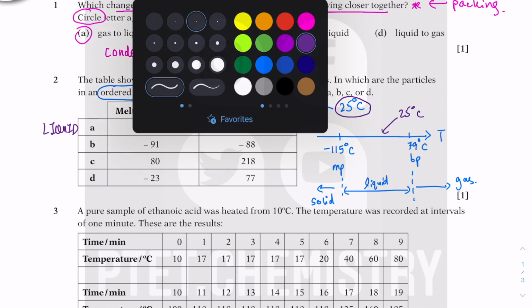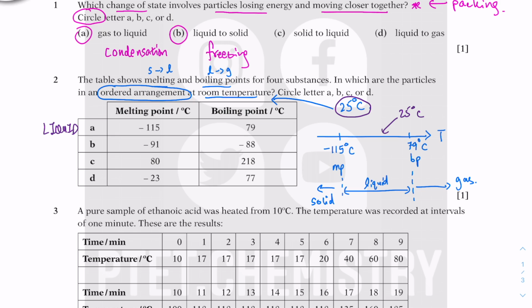If you continue for the rest of the compounds, so if that is A, now I do B. Of course you can do the same thing, minus 91 and minus 88. So this is the boiling point, this is the melting point.